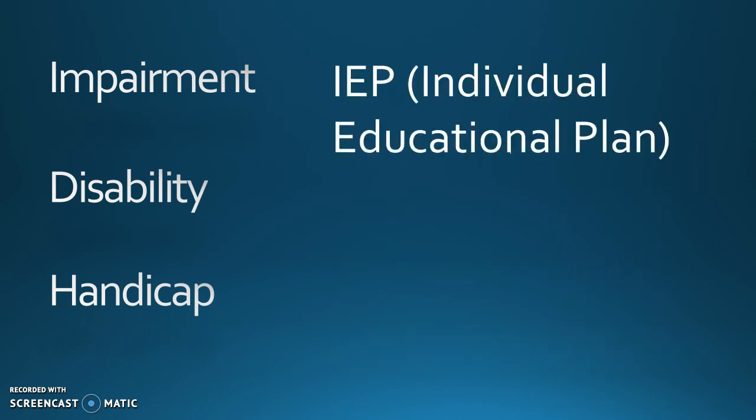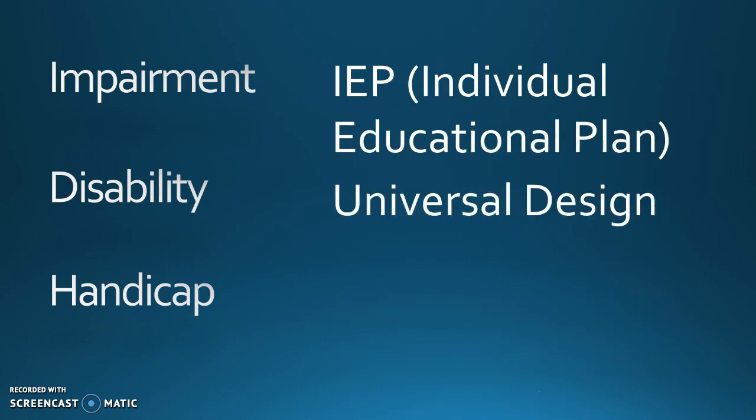An IEP is an individual educational plan. Universal Design for Learning is an educational framework based on research in the learning sciences that guides the development of flexible learning environments that can accommodate individual learning differences.